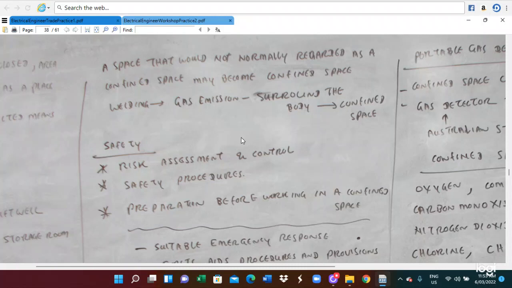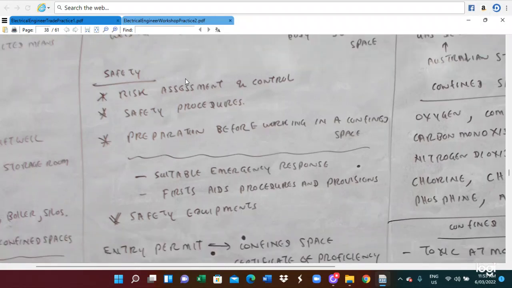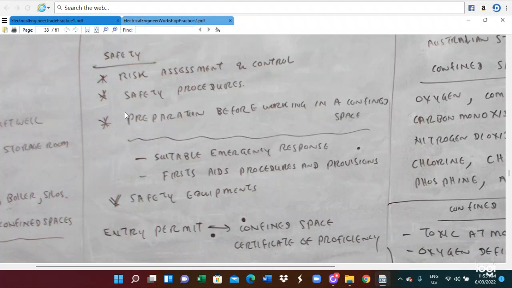Therefore you have to be aware. The workshop is a normal working place, but because of your activity and your work, your workplace can also become a confined space. This is why, before you work, an appropriate safety assessment is an important aspect. You have to assess the risk and do the control. You have to follow the appropriate safety procedure and do the appropriate preparation before working in the confined space.